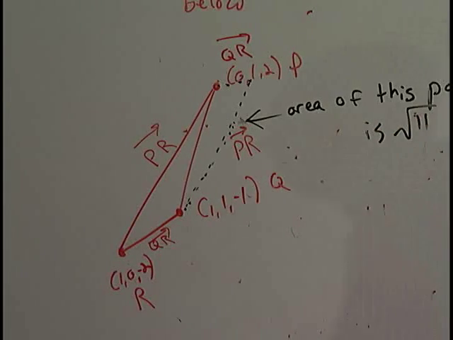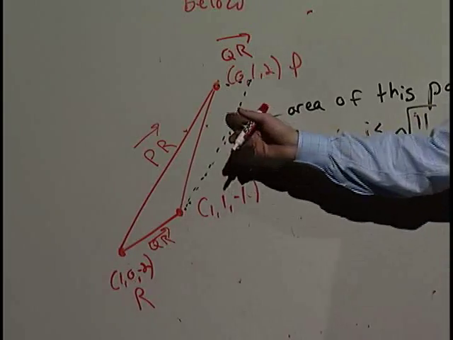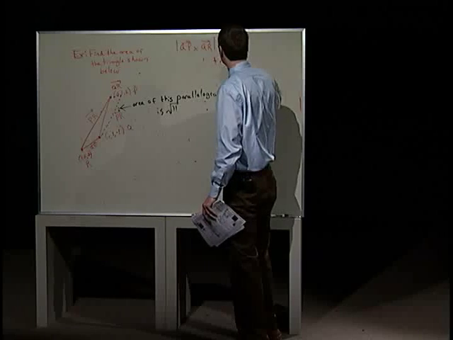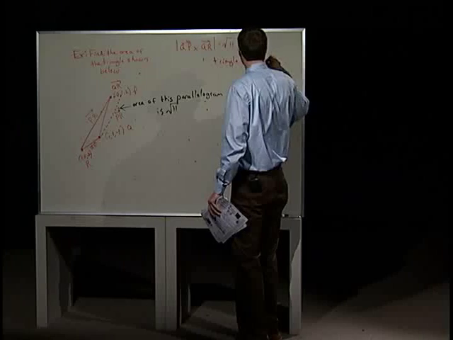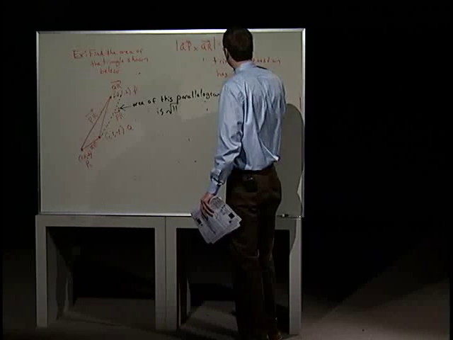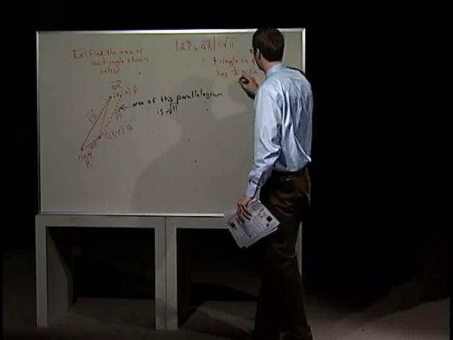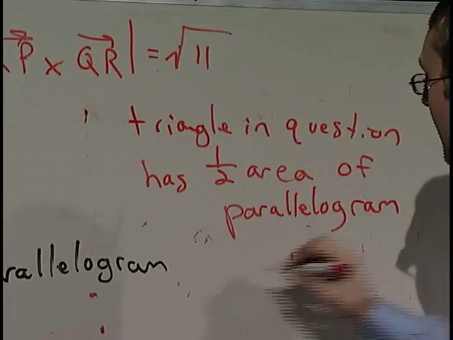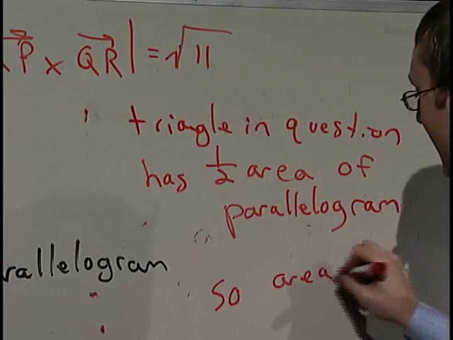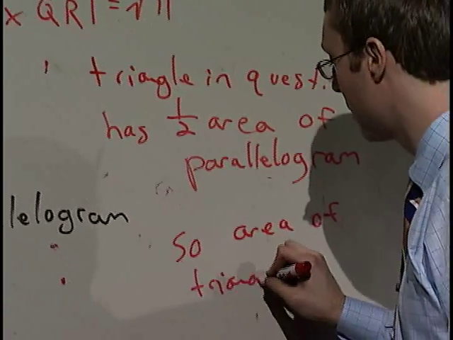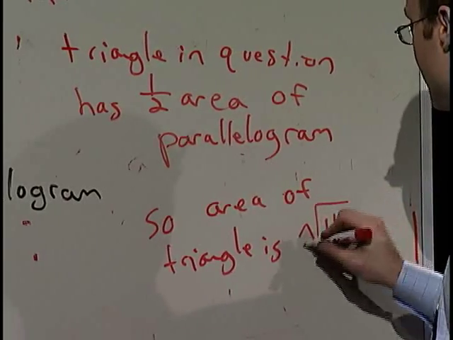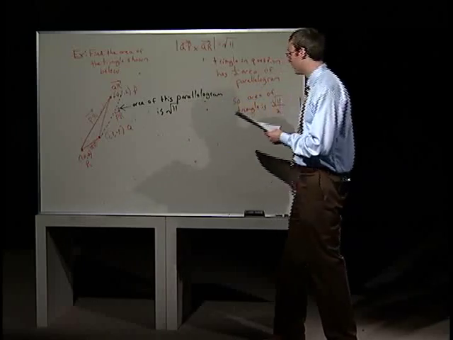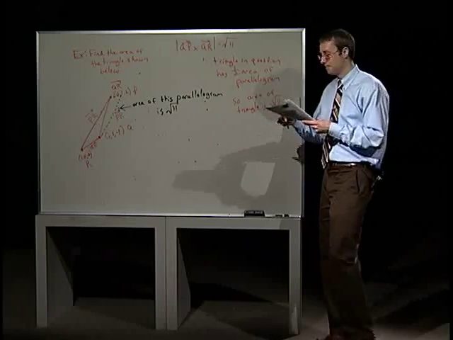Well, the triangle in question is half of this parallelogram, right? This parallelogram is just two copies of the same triangle. So the triangle in question has 1/2 the area of the parallelogram. So the area of the triangle is root 11 over 2. So again, the parallelogram has area of root 11. The triangle is half that. The area of the triangle is root 11 over 2.